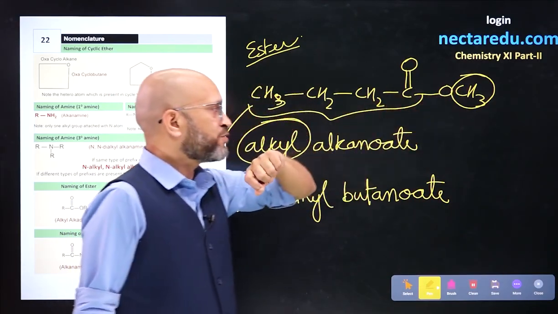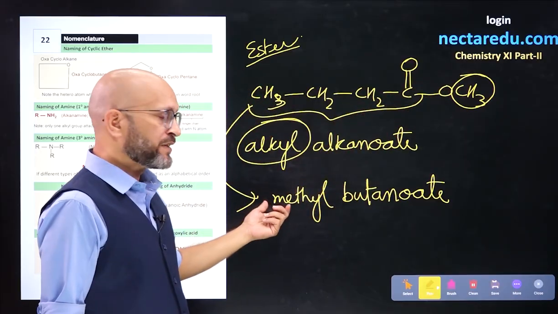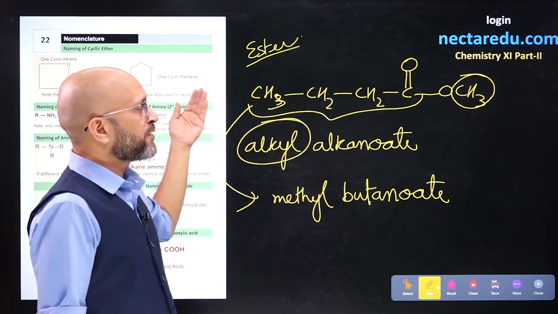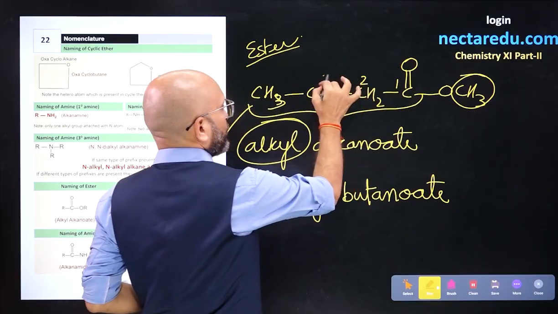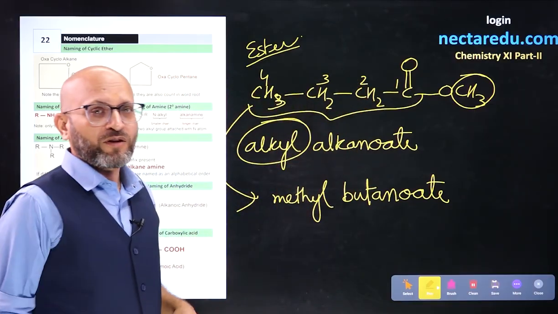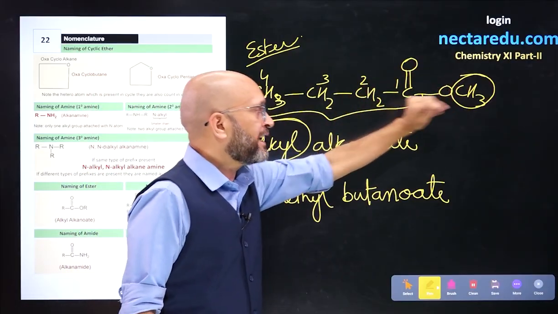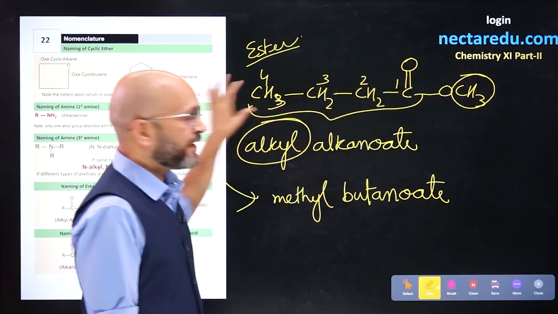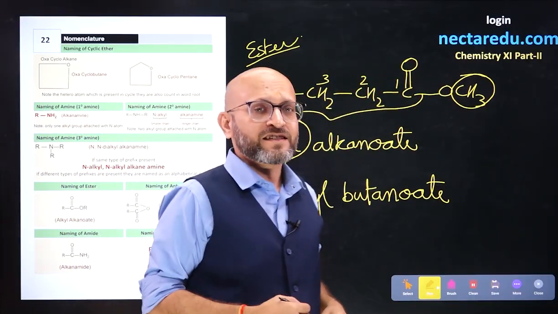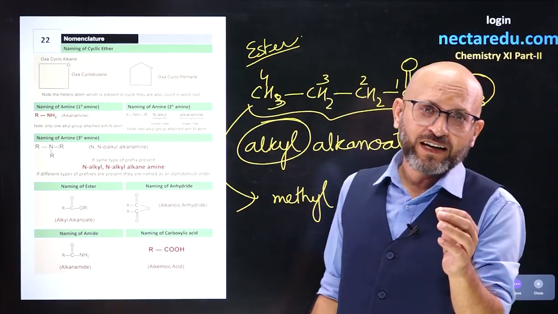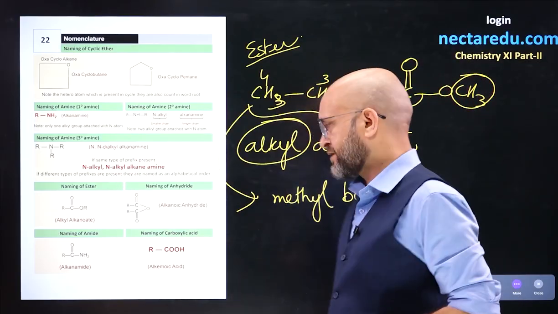The chain attached to O is the side chain. So we have a 1 carbon side chain, so this is methyl, and we have 4 carbons in the main chain. If numbering has to be done, just start the numbering from this: 1, 2, 3 and 4. That is how numbering has to happen. Always remember alkyl alkanoate. That is how ester naming is done. This is very unique. People generally make mistakes in naming of esters.